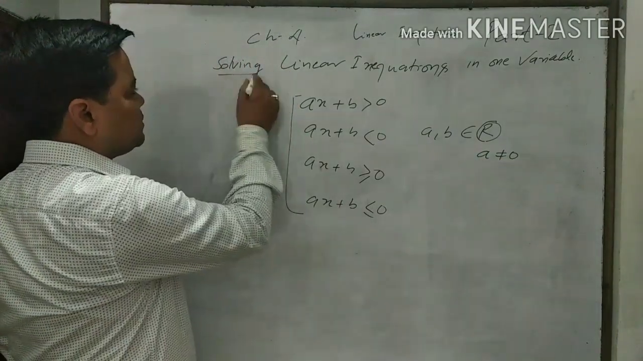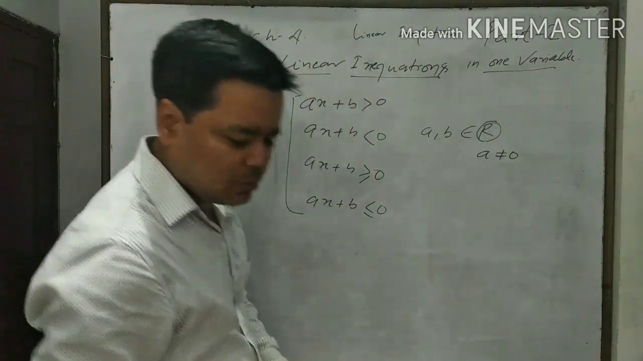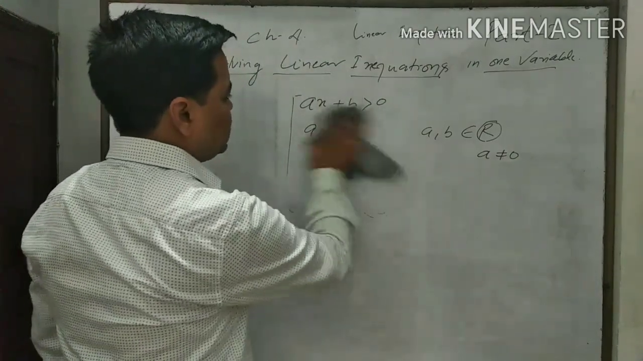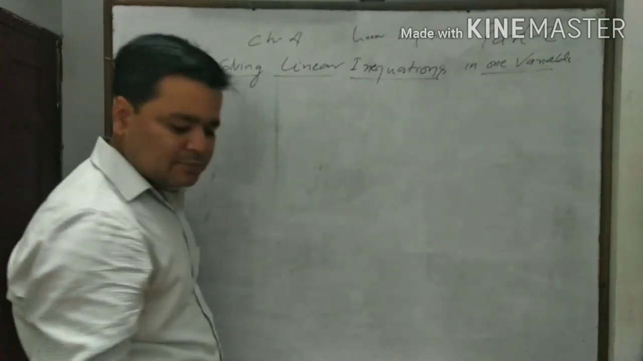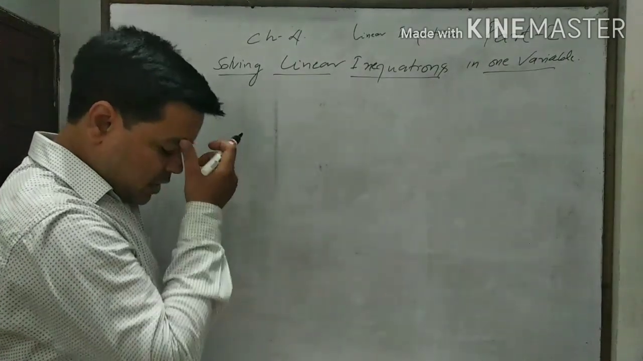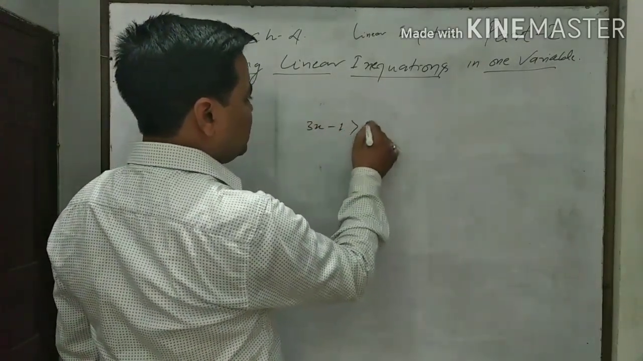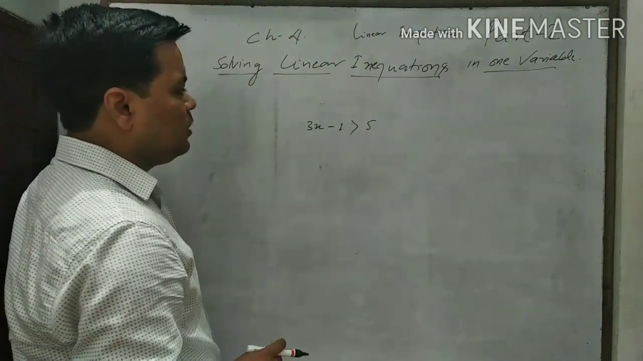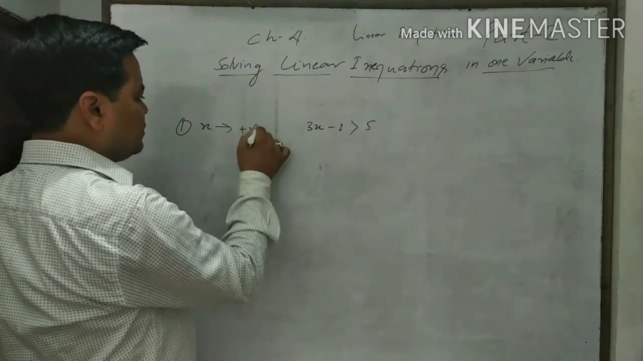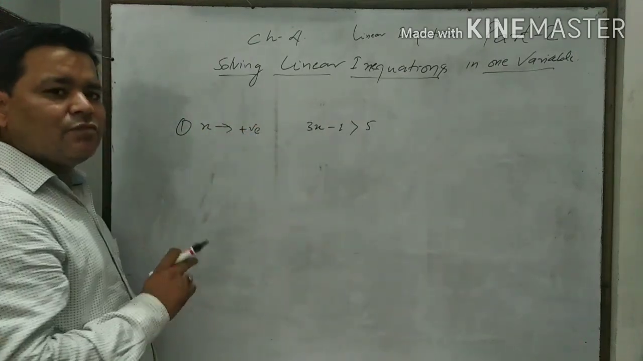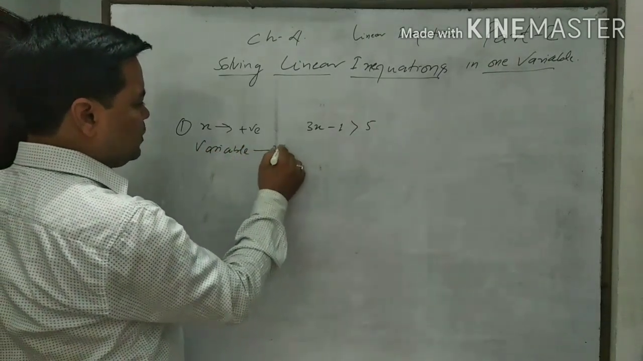Now let us discuss solving linear inequations in one variable. How will we solve this? If we write any linear inequation, then regarding the solution of that linear inequation, we have some process. Just like if we write here 3x minus 1 greater than 5. First of all, we try to do the first thing: x should be positive. X should be positive means the variable should be positive.